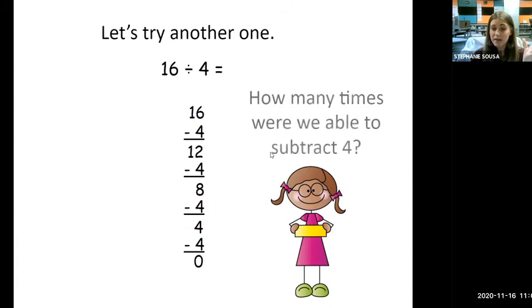Hey, we're done. So how many times do we subtract 4? 1, 2, 3, 4 times. So our quotient is 4.